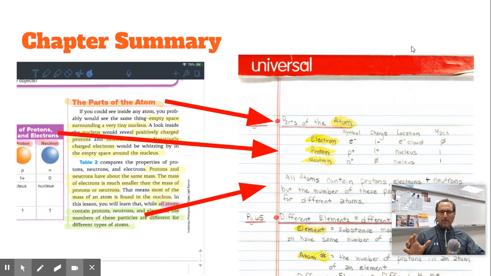So in this video, we talked about how to properly mark up the text, and how to make a chapter summary. And then from that, we're going to start talking about how to make my notes much more useful within my science notebook. So I hope this was useful.